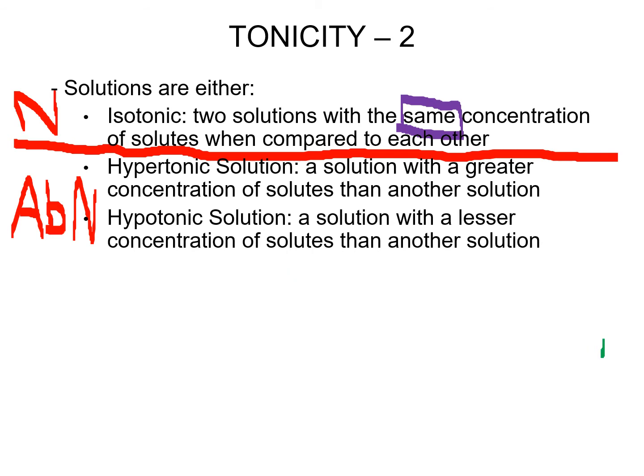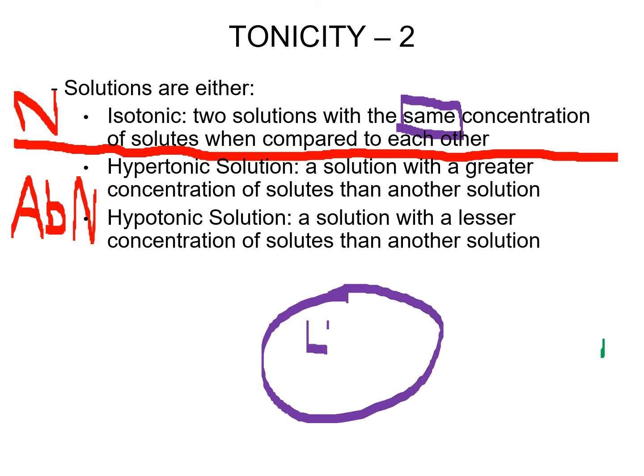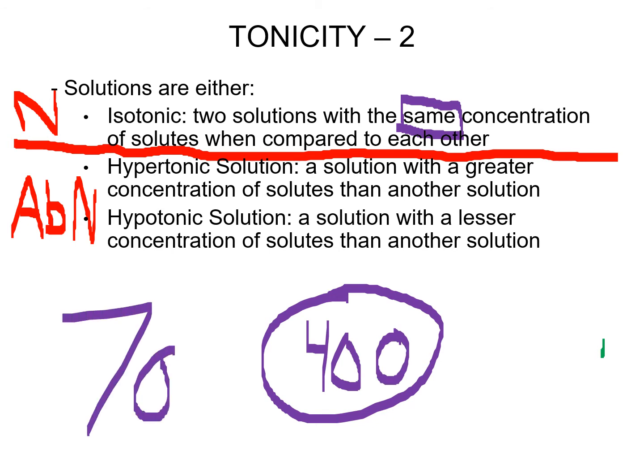Now let's flip the script. What if we have this? What if we have inside the cell, we have 400 solutes or particles, and we have 70 on the outside of the cell? So once again, concentration gradient is evident. And if we can't move the solute, we're going to move water. But what's going to happen is water is going to move from the outside to the inside. So this is what happens in a severe hypotonic solution.